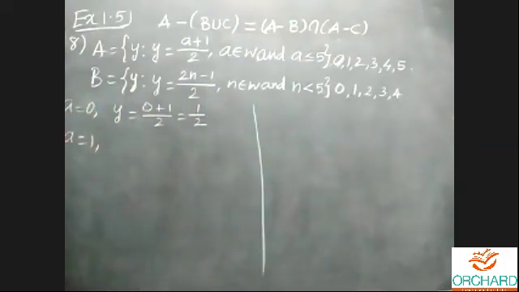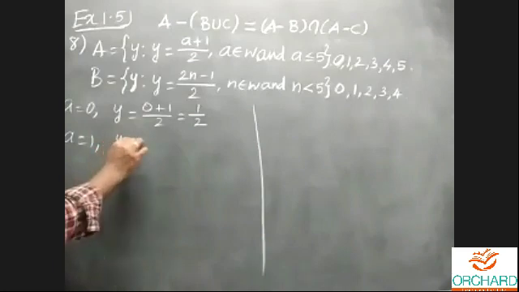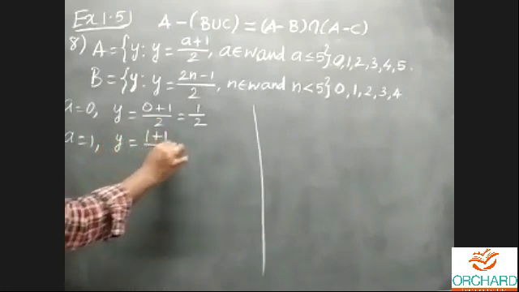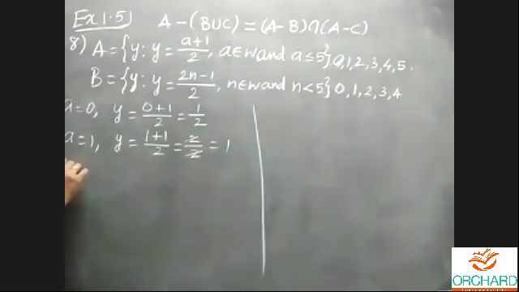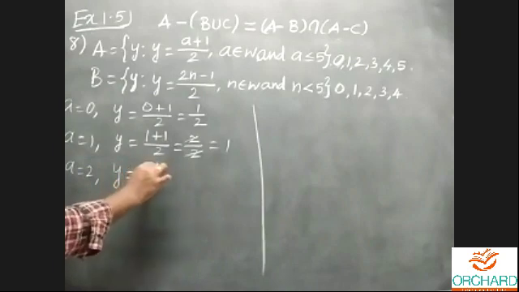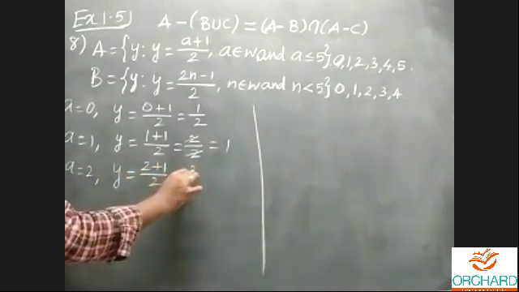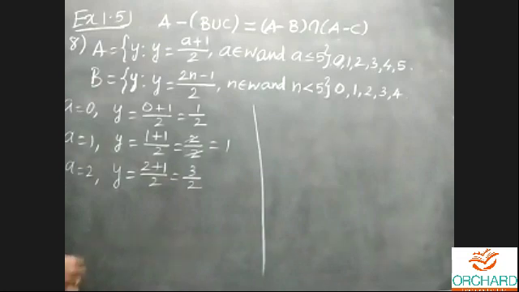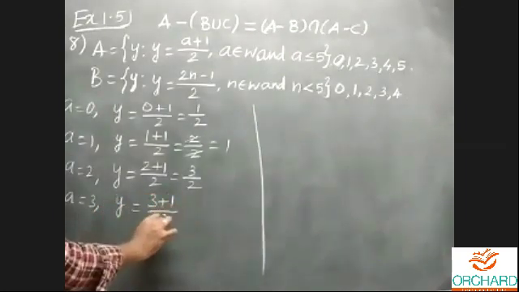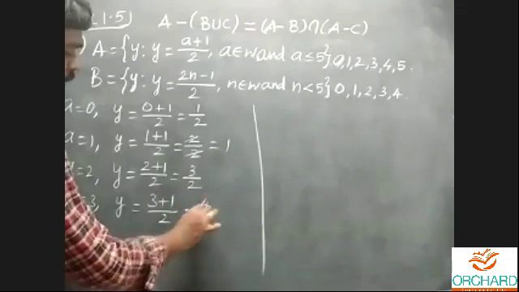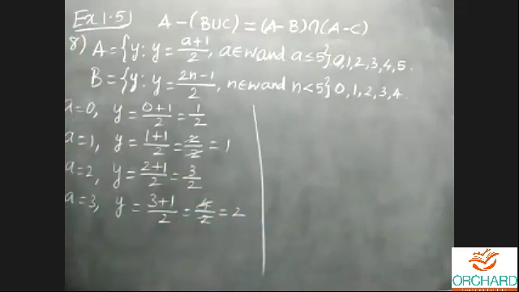Okay, now we'll move on to the calculation. A is equal to 1, then Y is equal to (1 plus 1) by 2, that is 2 by 2, which is 1. Next, A is equal to 2, Y is equal to (2 plus 1) by 2, that is 3 by 2. Next, A is equal to 3, then Y is equal to (3 plus 1) by 2, that is 4 by 2, which is 2.